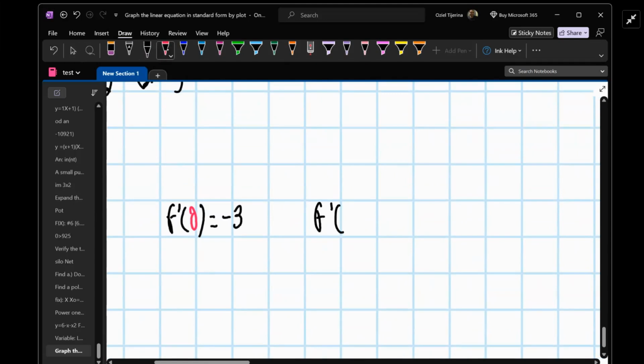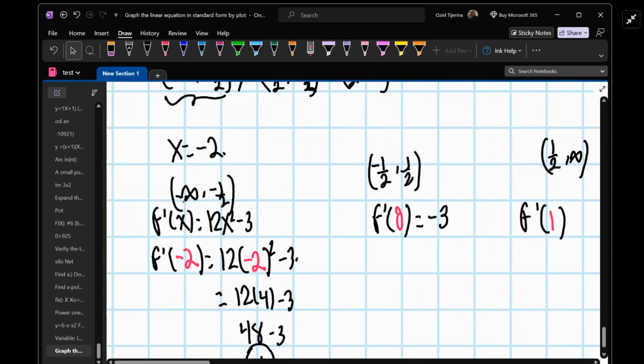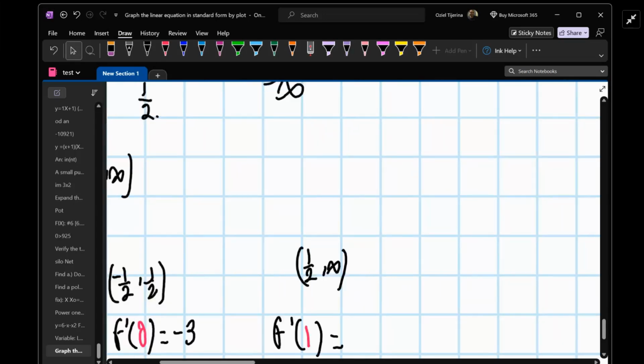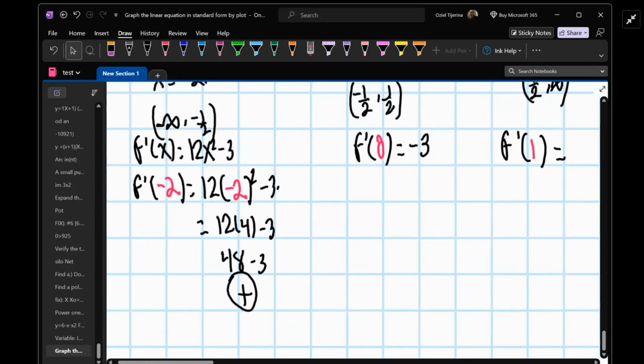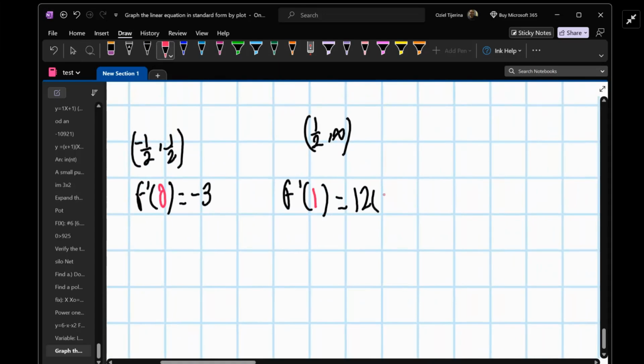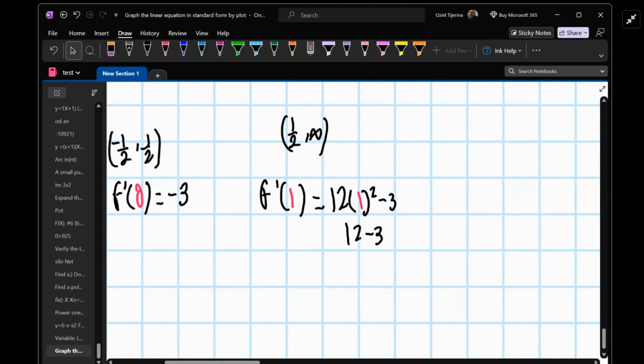So this is 1/2 to infinity. This is -1/2 to 1/2. And this was -infinity to -1/2. Just making it very clear. Sorry if it's taking me a while to do this problem. It's pretty long. So then finally, we're just going to do 12 times 1 squared minus 3. That's 12 minus 3, which is 9, so it's positive.